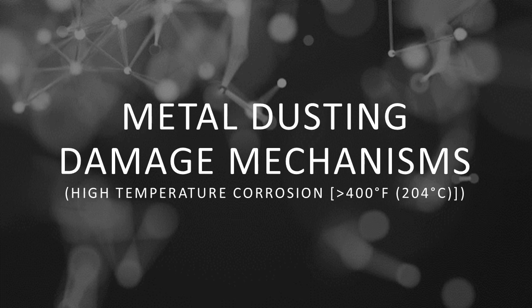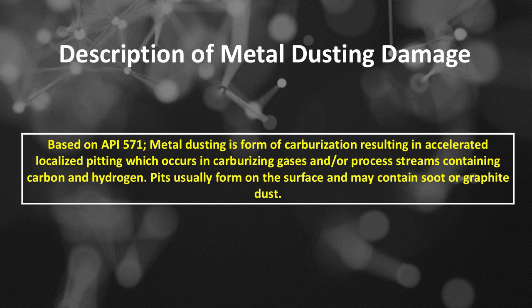Metal dusting damage mechanisms as a part of high-temperature corrosion greater than 400 degrees Fahrenheit or 204 degrees Celsius. Description of metal dusting damage based on API 571. Metal dusting is a form of carburization resulting in accelerated localized pitting which occurs in carbonizing gases and/or process streams containing carbon and hydrogen. Pits usually form on the surface and may contain soot or graphite dust.